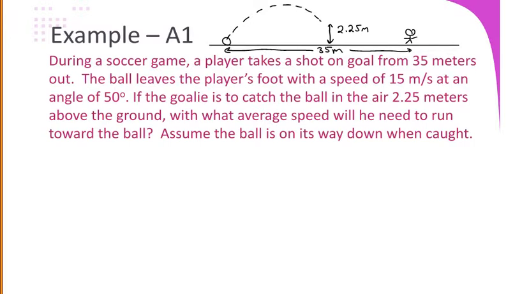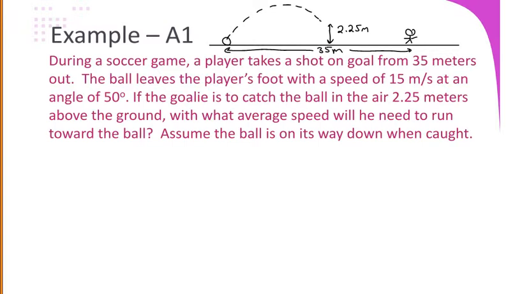So here we've got a soccer ball that's been kicked. The ball is initially 35 meters from the goalie, and the goalie, of course, is going to be running in toward the ball to catch it. He's going to catch it with his arms stretched high up in the air when the ball is 2¼ meters above the ground, and we've got the initial speed and angle of the ball's kick. And we need to know with what average speed the goalie is going to need to run in toward the ball, toward the kicker, in order to get to the ball when it's at that 2¼ meters above the ground.